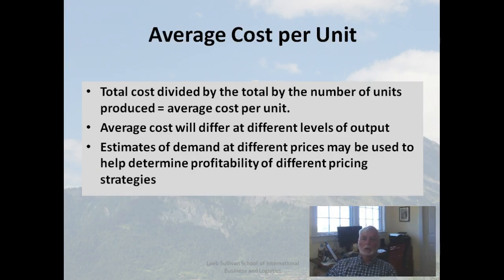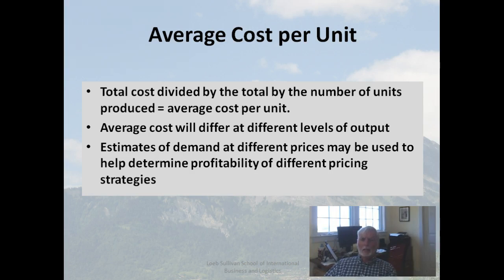So total cost divided by the number of units produced equals average cost. So we can say our widget costs $10 to produce. Well, it costs $10 to produce at some level of volume. If we produce more, the fixed costs stay the same, the variable costs go up, but the average cost will go down because the fixed costs are spread over a larger number of units. And conversely, if volumes fall, the average cost will go up because the fixed costs have to be spread over a fewer number of units.